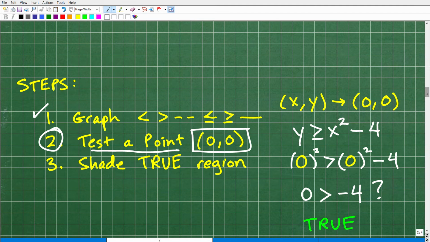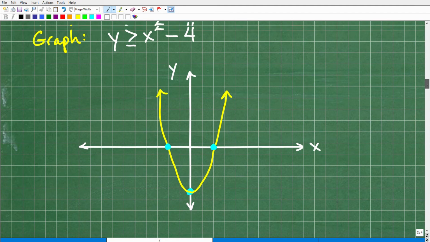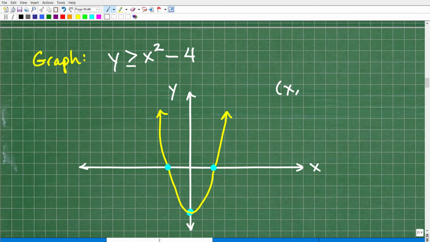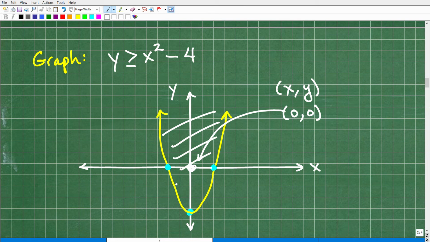So what does that mean? You can see I already did the work here, but where is the point 0, 0 located? x, y is an ordered pair, a coordinate. So 0, 0 is located here at the origin. We're testing inside the parabola, this region in here. When testing a region inside or outside the parabola, we can test any point that's inside the parabola.